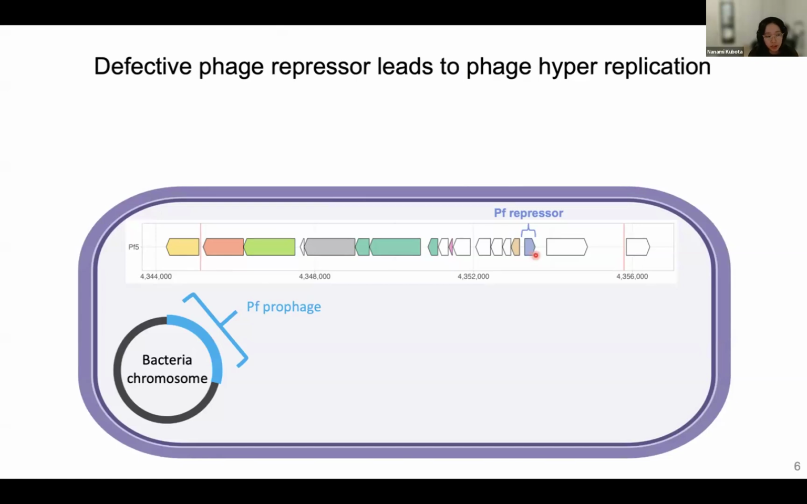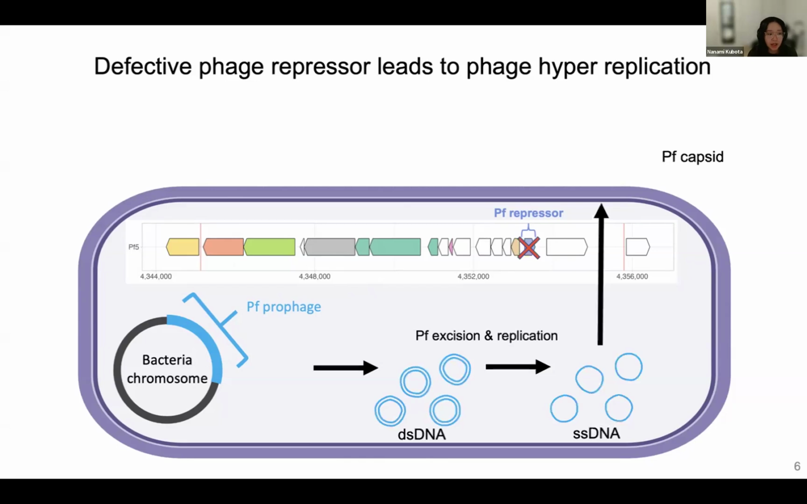The PF repressor gene is within the prophage genome. What that means is not only does the phage have this mutation, but so does the bacteria, because the phage is integrated into the bacterial chromosome. When the phage repressor gene is functional, the phage remains within the chromosome. But once we have a mutation that turns off this gene, we start seeing phage excision and replication, and it turns the bacteria into a phage factory, and we start seeing these hyperreplicative phages.